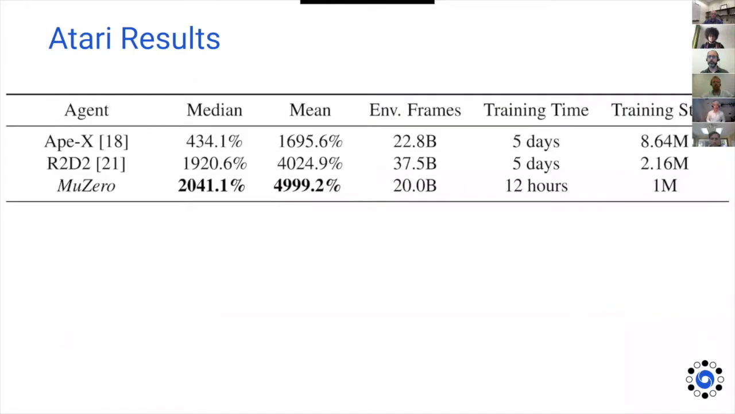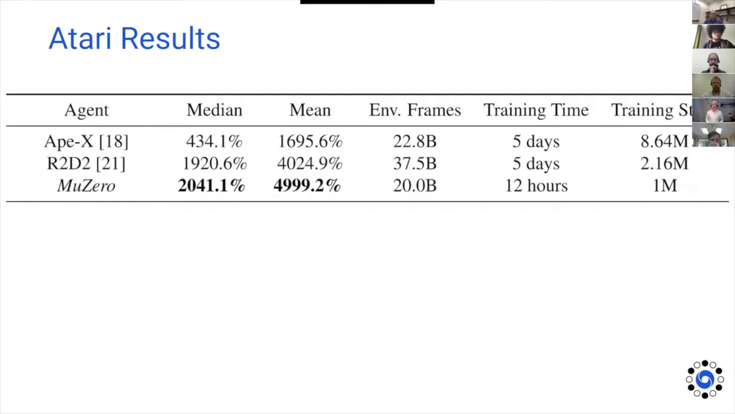Here is another table where you can see the Atari results in more detail. And importantly, we can see that we actually used a similar or even smaller number of frames than the previous algorithms we compared to. This is important because in Atari or many domains, performance strongly correlates with how much data an algorithm can learn from.